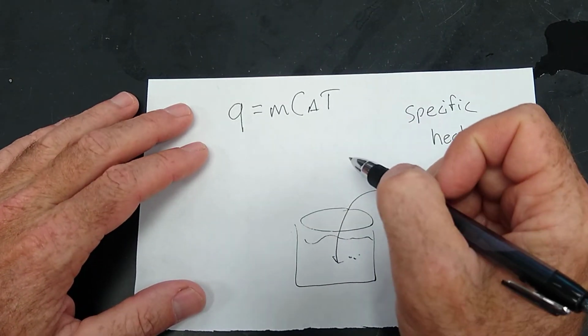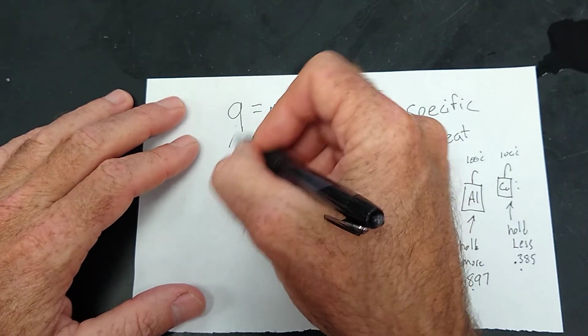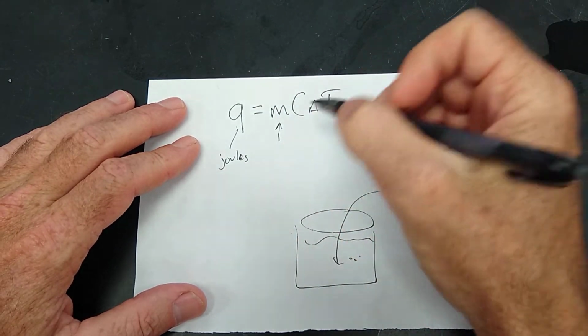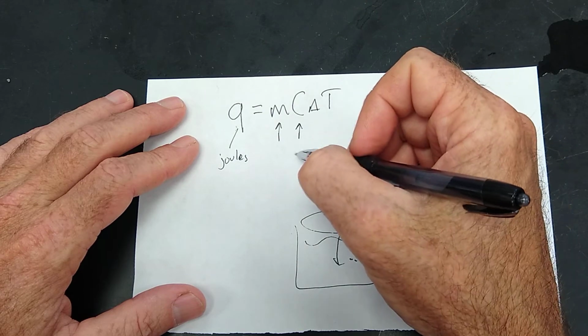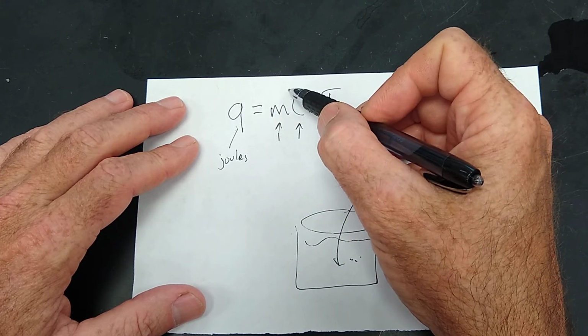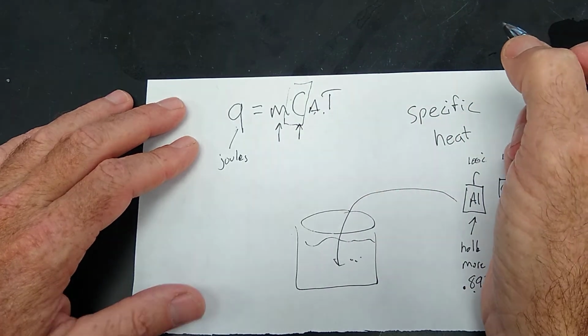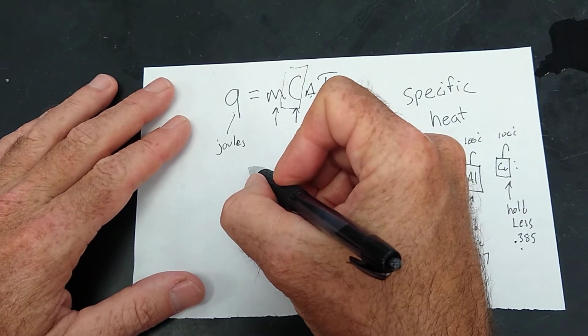So you'll be asked to do some problems. This Q is how many joules of energy it takes. M is the mass. C is the specific heat, the number that you look up on the chart. And delta T means the change in temperature. So I'm just going to work one problem.